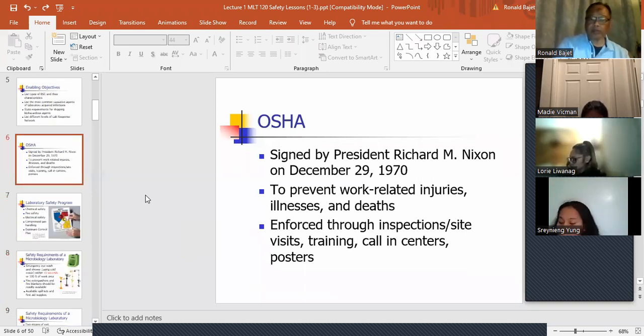OSHA was signed by President Nixon in 1970, and it's for work-related injuries. I don't know if you have been keeping up with the COVID news, but they tried to make it seem like if you didn't get your vaccine, it was going to be an OSHA violation. OSHA was going to fine your organization, like Walmart or Sears or whatever.